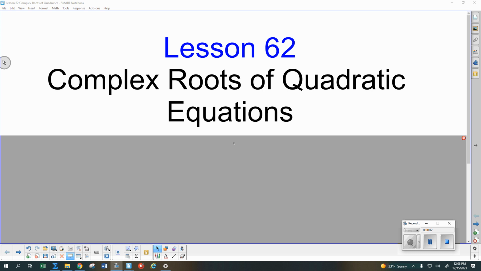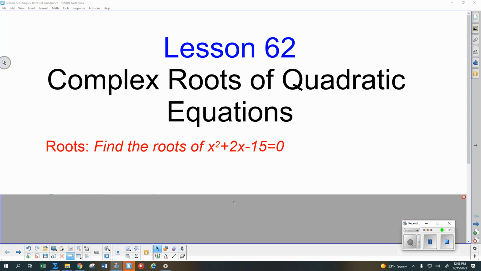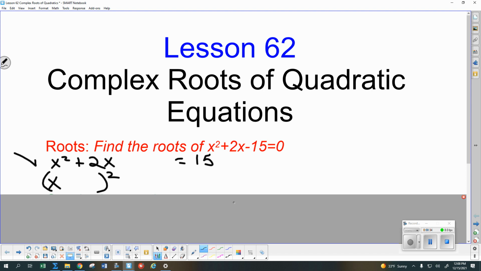In our lesson today, we're going to solve quadratics that give us complex roots or complex solutions. First, just a tiny bit of a very quick review here. If we want to find the roots of this, we know that we first need to get the 15 over on the other side. And then we know we're going to complete the square on what's left. This started with 1x squared, so we're in good shape to complete the square.